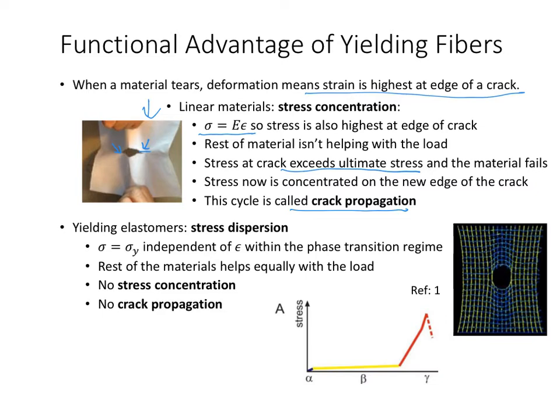The amazing thing about yielding elastomers is that they disperse the stress. So because the stress is equal to the yielding stress, independent of the strain within that phase transition region, then you can have large parts of the material that are strained to different extents that can help equally with the load. And this can prevent the stress concentration and the crack propagation.